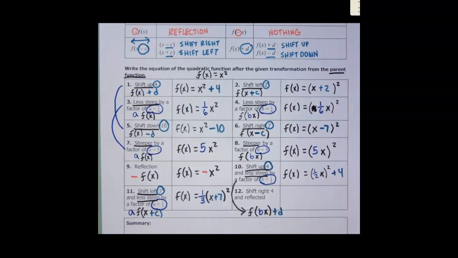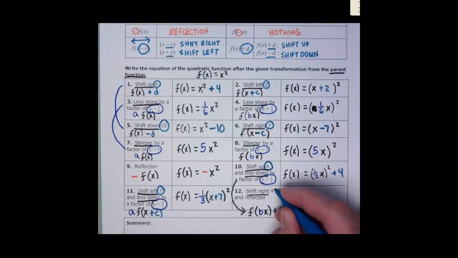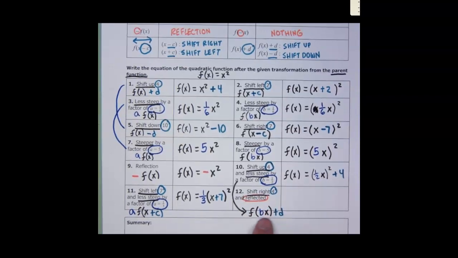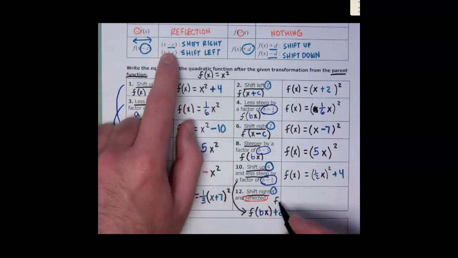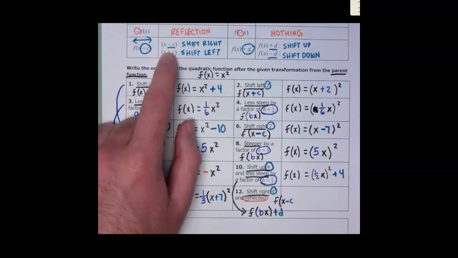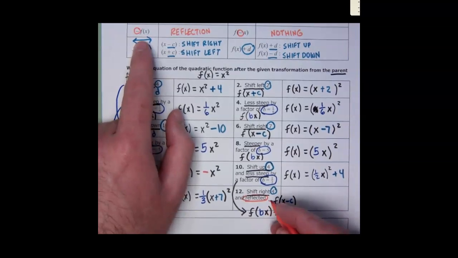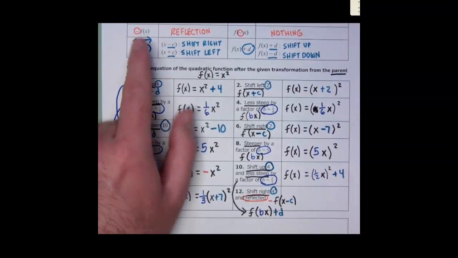Okay, last one. It says a shift to the right 4, and then it's reflected. Okay, so my shift right 4 would simply be, I'll look up here, it would be x minus c. So I'd have x and then minus c. And all I have to do for reflection is I have to put a negative out in front of my function. So that's what I'm looking for on this one.